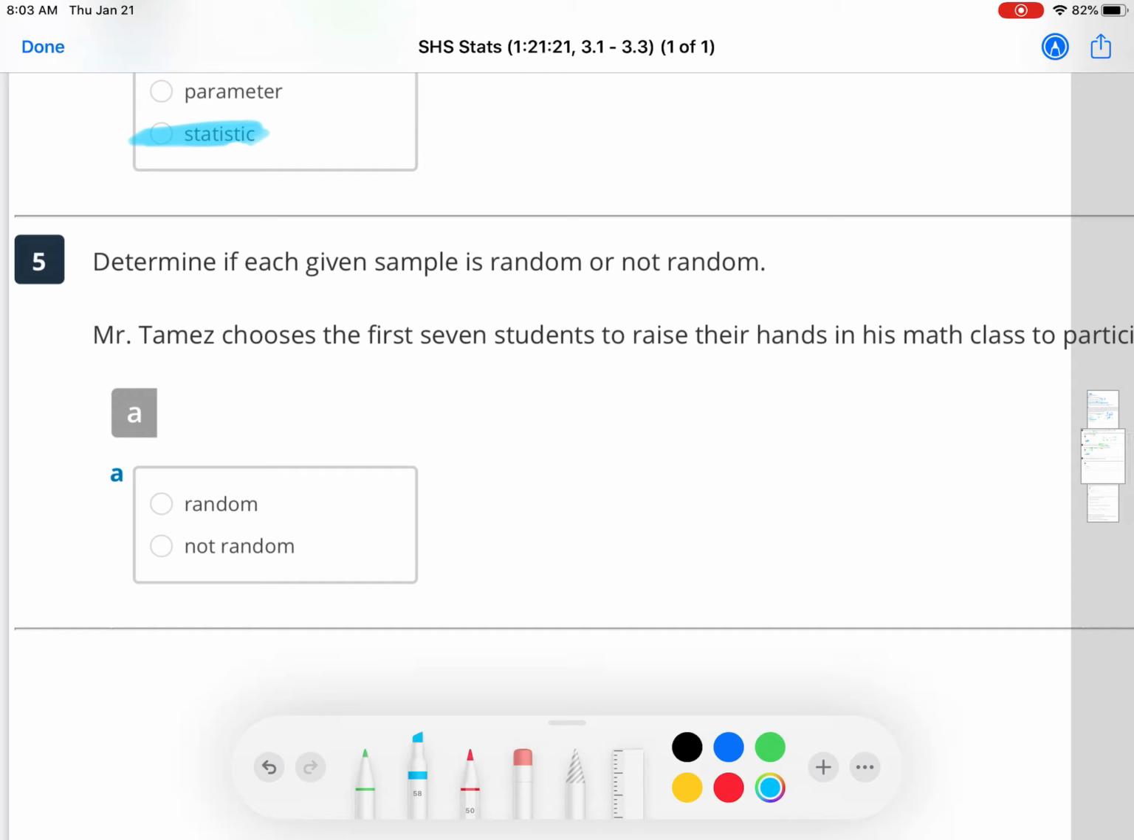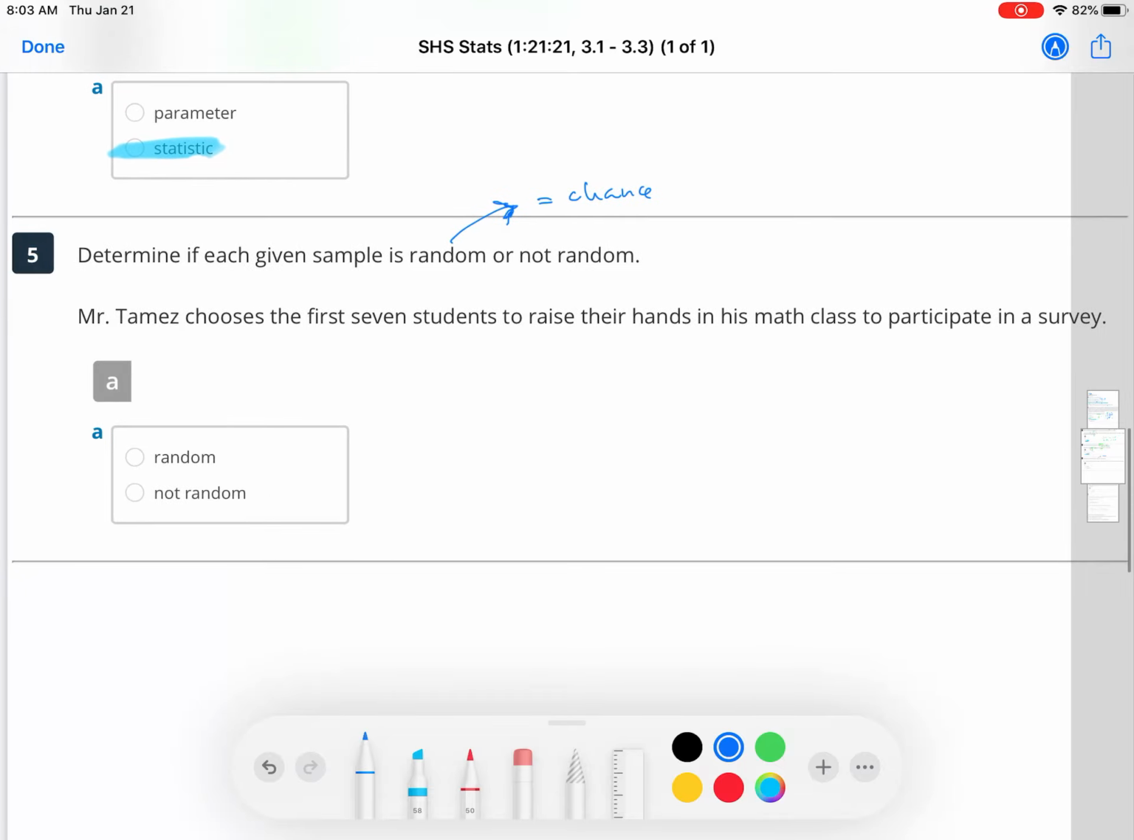All right, number 5. Determine if each given sample is random or not random. Big idea for random is that everyone has an equal chance. Equal chance. Think of the lottery or Powerball. Mr. Tamez chooses the first 7 students to raise their hands in his math class to participate in a survey. What happens with the other students, right? So he's saying just the first 7.